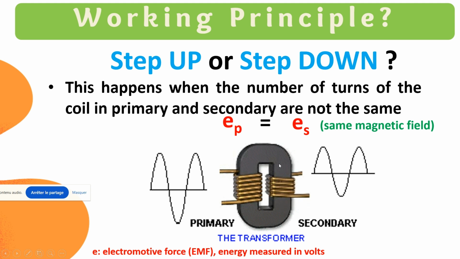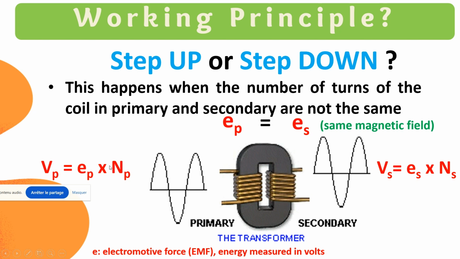As they are produced by the same magnetic field, EP, the electromotive force in the primary, is equal to the electromotive force in the secondary, because they are induced by the same magnetic field. Okay, and this leads us to write an equation that states that the voltage in the input equals what? The electromotive force, which is the voltage, multiplied by the number of turns, or the turns number.